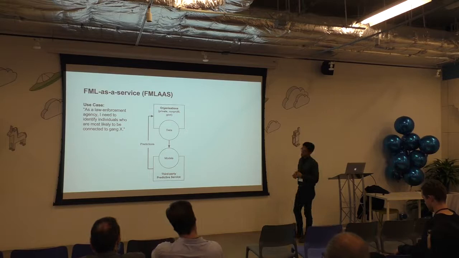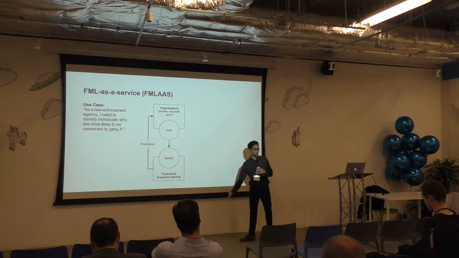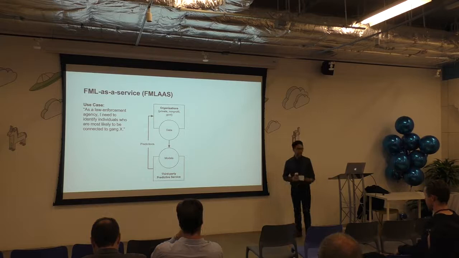Basically, there are two stakeholders in the system. There are organizations, private, nonprofit, government. They have the data. And here you have a third-party predictive service. They have the software and the models. And the organizations will make a contract, some kind of agreement to say, here's our data, make some models, make predictions for us.